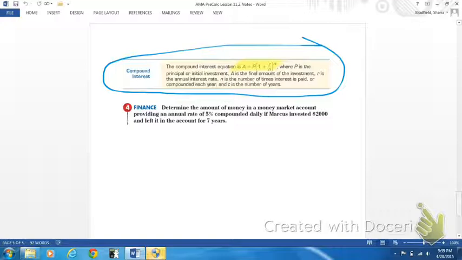n is the number of times the interest is paid. So sometimes it can be paid annually, which is once a year. Semi-annually is twice a year. Quarterly would be 4 times. It just depends. You kind of have to pay attention to the problem. And t is the number of years that we're going to pay. So we're going to write down our formula. A equals P times (1 plus r over n) to the n times t. We want to find out what A is here.